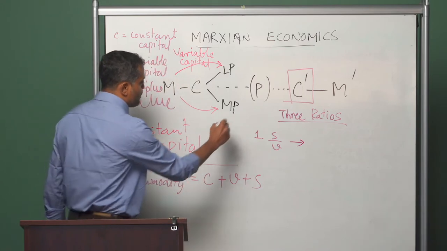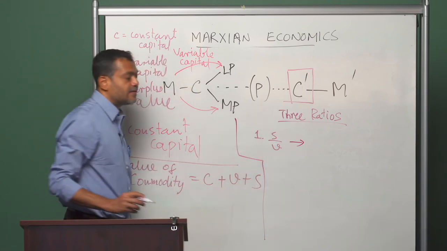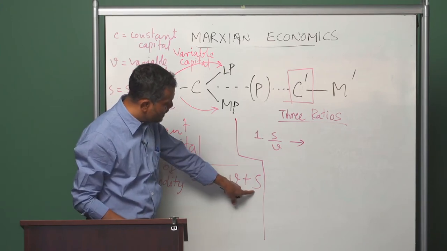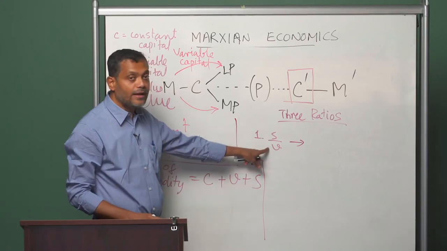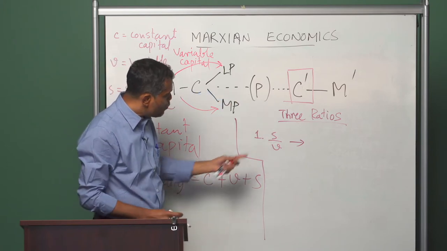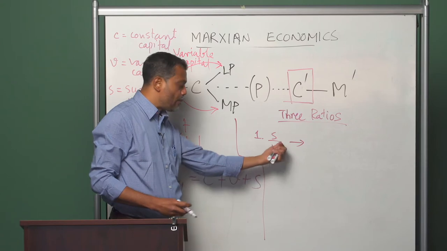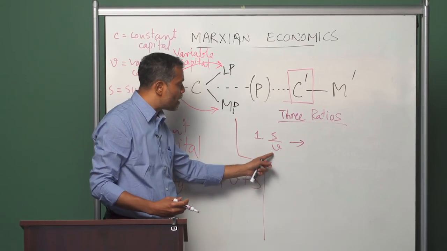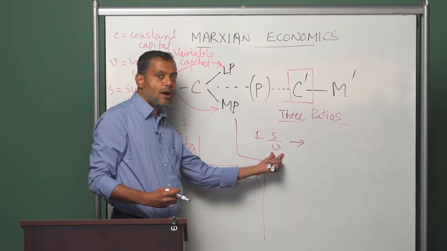S by V is known as the rate of surplus value. It is the ratio of the surplus value generated to the variable capital. What does this show? Well, it shows how much surplus value the capitalist is able to extract for the amount of money it uses to purchase labor power.